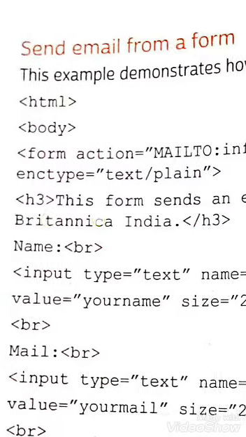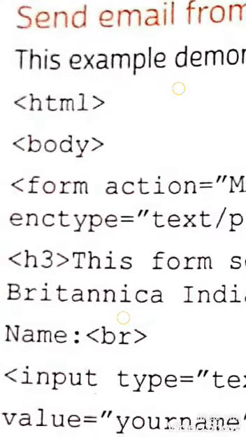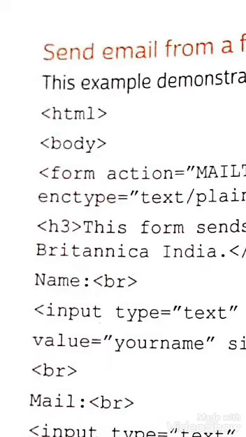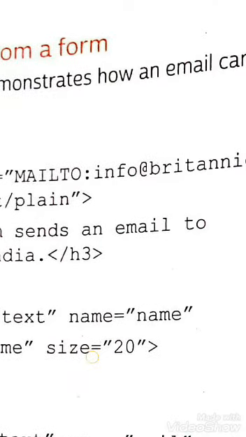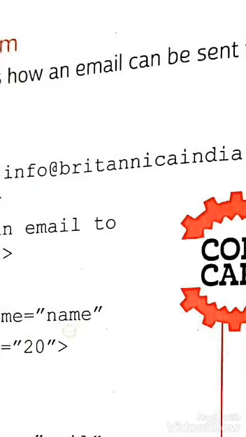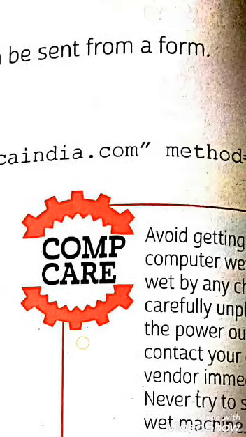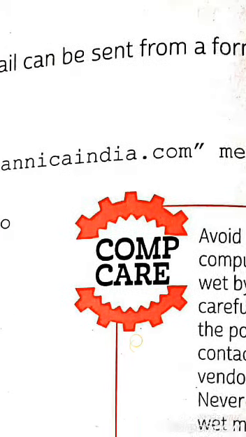As usual, HTML, then body, form action. The action, it has to go to which mail ID. That mail ID you have to write with mailto. Here, according to the textbook, it is written info@britannicaindia.com. Then method, why are we writing method? Because this mail should be posted, so that's why method equal to post.